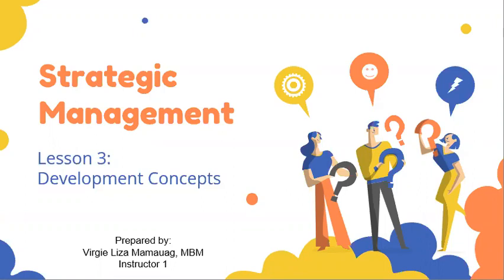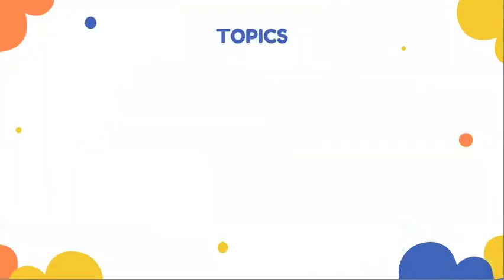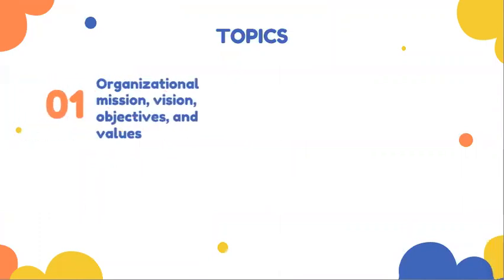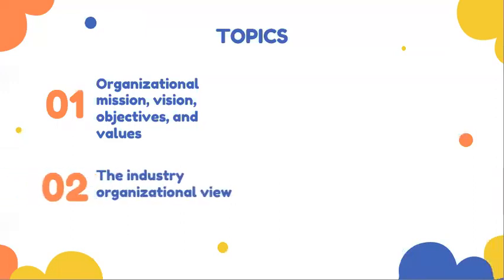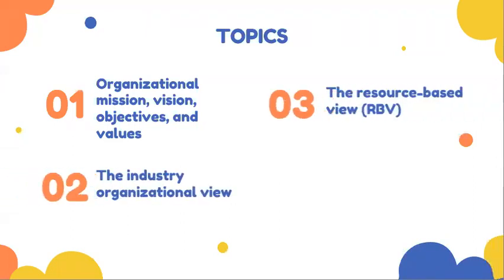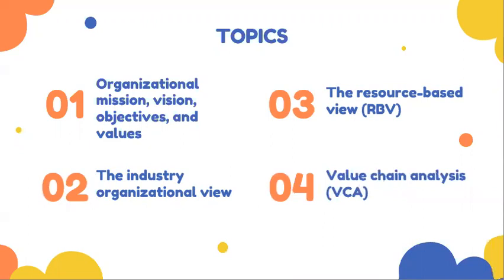Hello again. So, another video for strategic management, and this time we will discuss lesson 3, which is about the development concepts. Okay, so for this lesson, we have the following topics. First is about the organizational mission, vision, objectives, and values, which I know you are already familiar with. The next is the industry organizational view, the resource-based view or RBV, and the value chain analysis, VCA.